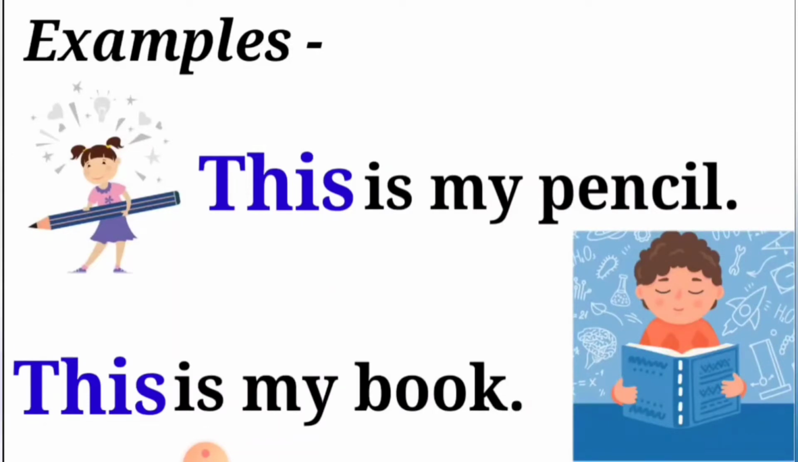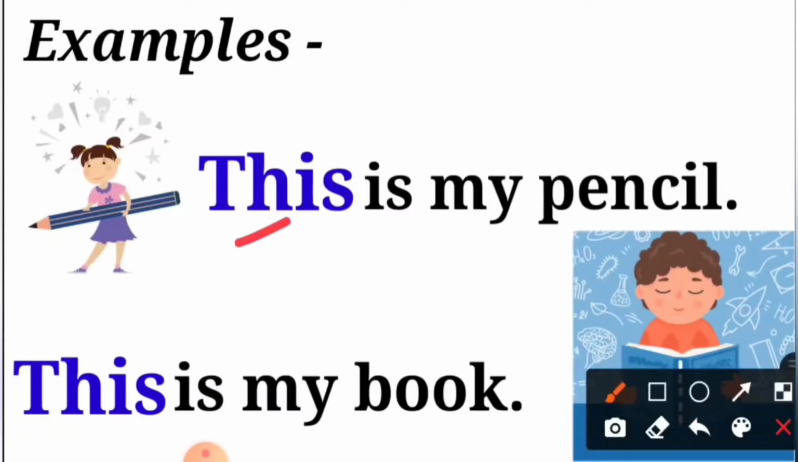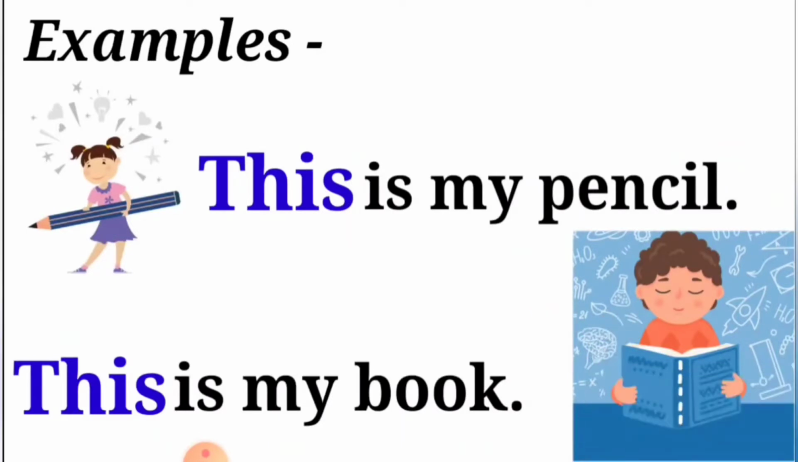Examples: this is my pencil, this is my book. Now let us look at the very first example, and we can see that there is a picture of a little girl who is holding a pencil in her hand. She is holding the pencil very close to her. That is the reason the demonstrative determiner this is used. In the second picture, we can see a boy who is holding a book very close to him. That is why the demonstrative determiner this is used.